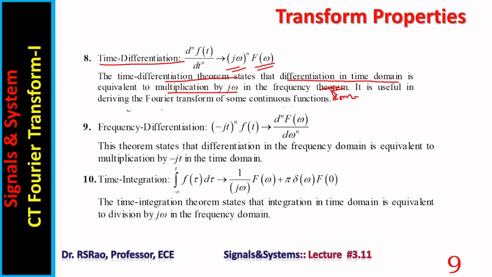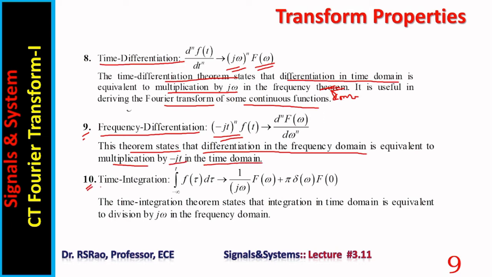It is useful in deriving the Fourier transform of sum of continuous functions. Another property, frequency differentiation. Minus jt power n f of t, its Fourier transform is d power n f of omega by d omega power n. This theorem states that differentiation in frequency domain is equivalent to multiplication by minus jt in time domain.